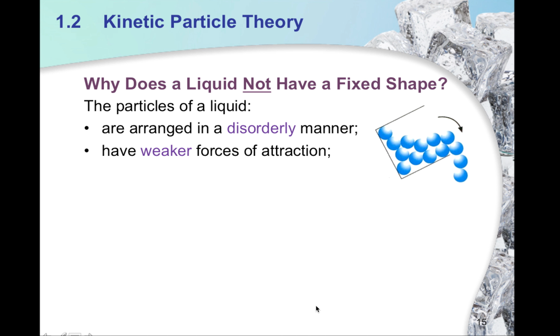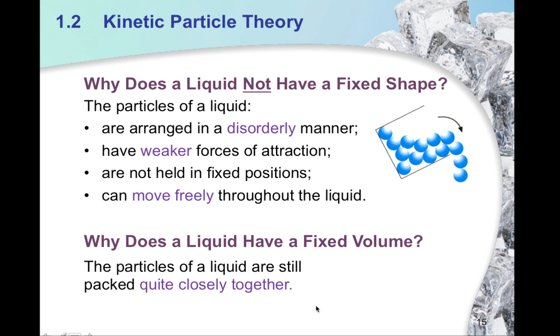So it does not actually have a fixed shape, and the reason is because they are held by weaker forces of attraction. Being held by weaker forces of attraction, this allows the particles to actually slide past each other easily, and hence they can move freely throughout the liquid. Now what this also means is that if I give you a different shape of container, the liquid will be able to change its shape to better follow the shape of the container.